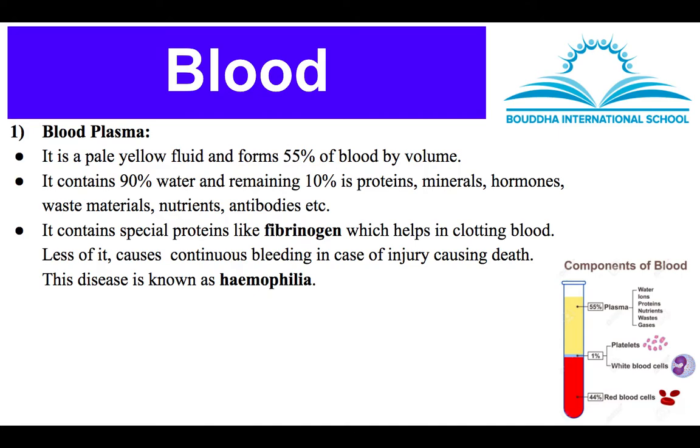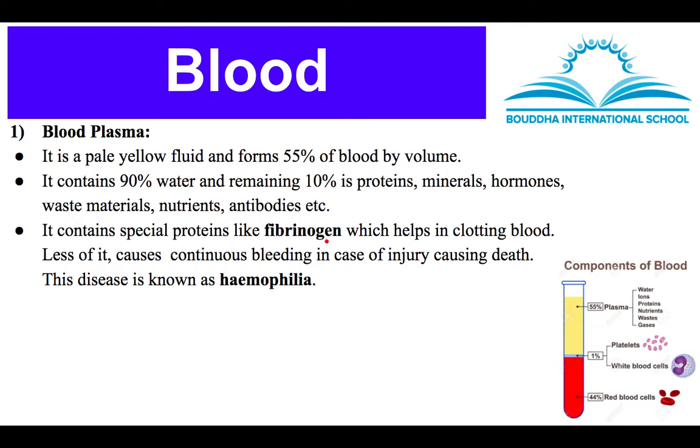So a question may come sometime to you: name the protein present in plasma which helps in clotting blood. Your answer should be fibrinogen. As I told you, in plasma, 90% is water and 10% is protein. One of the proteins present in plasma is fibrinogen.